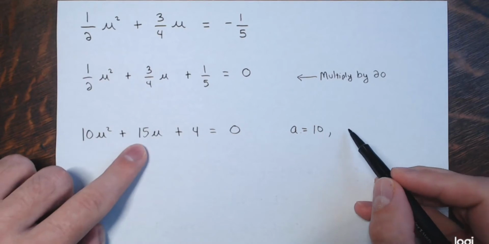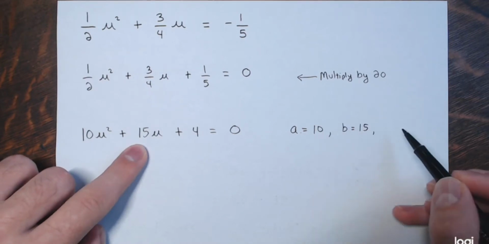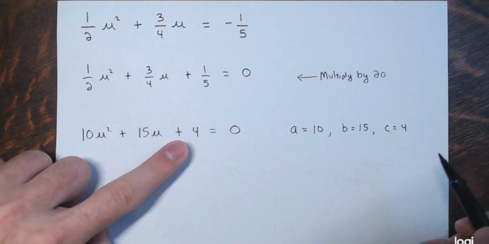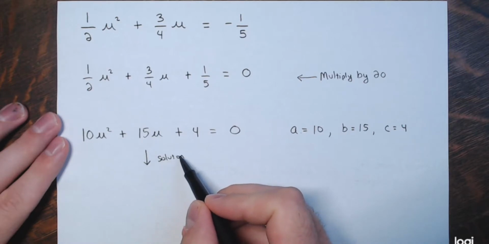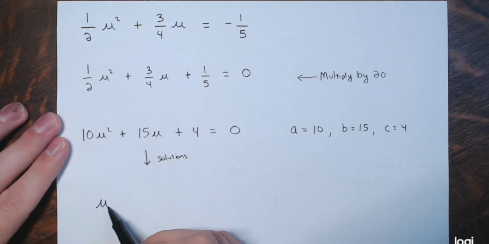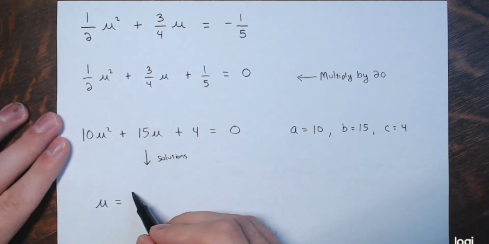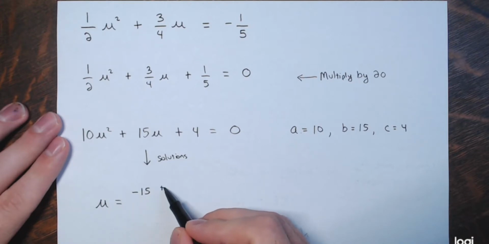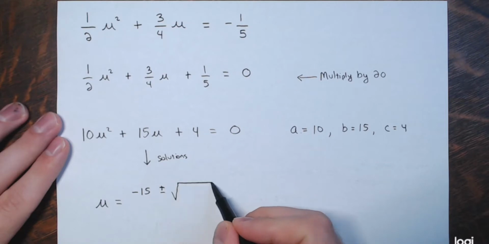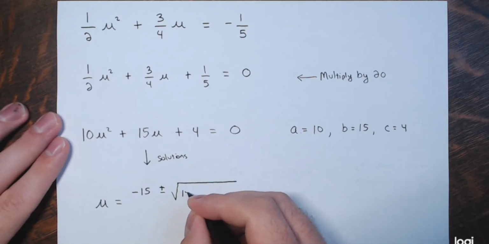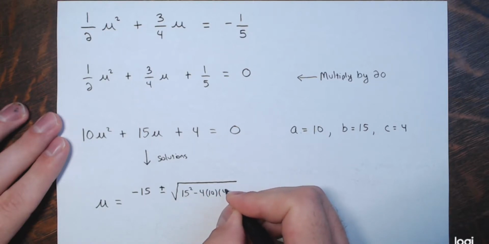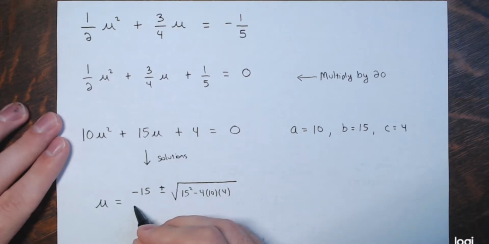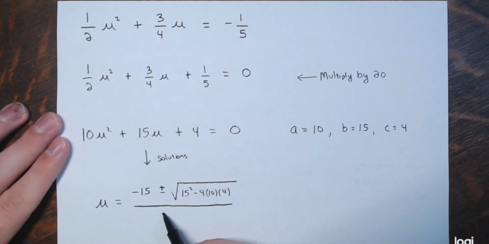The value of b is 15. And the value of c is positive 4. And let's just now jump into the solutions. U equals, the variable's u this time, negative b, the opposite of b, so negative 15 plus or minus the square root of b squared, so 15 squared minus 4 times a times c. And then all of this divided by 2 times a.